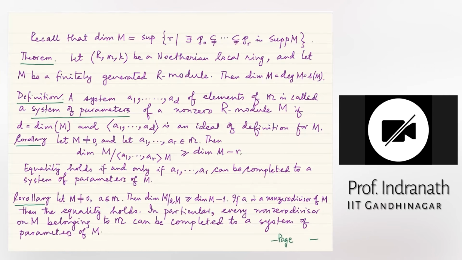And another quick corollary is the following, that if you start with an element a in M, then you have this inequality. So you're going modulo just the submodule generated by this. And if a is a non-zero divisor, then the equality holds. In particular, every non-zero divisor belonging to M can be completed to a system of parameters. So these are the main things that I would require to prove flatness, if you have a local homomorphism of Noetherian local rings and conditions on the fiber.